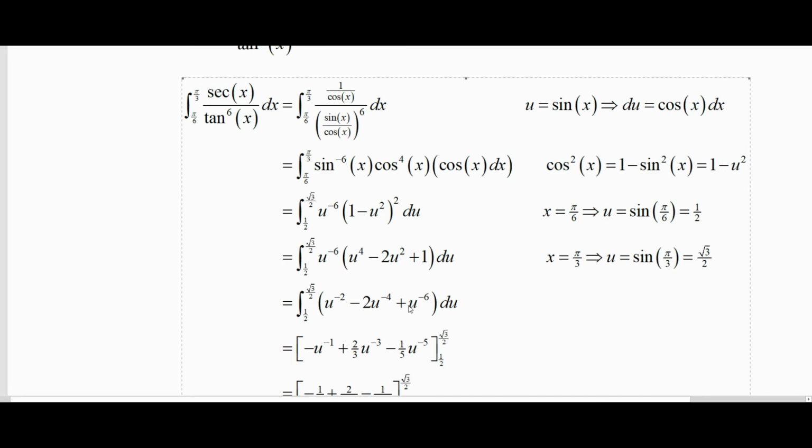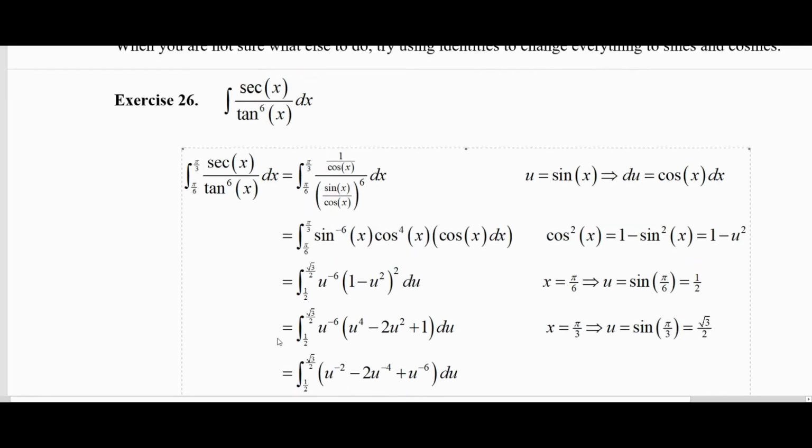Let's see here. Use the power rule. This goes up by 1 to negative 1. Divide by that, which puts us a negative 1 here. This goes up to negative 3. Add 1 to the power. Negative 4 plus 1 is negative 3. Multiply by the negative 1/3 times negative 2 is positive 2/3. This one, negative 6 plus 1 is negative 5. Multiply by negative 1/5 times 1 is negative 1/5. Evaluate from 1/2 to the square root of 3 over 2.